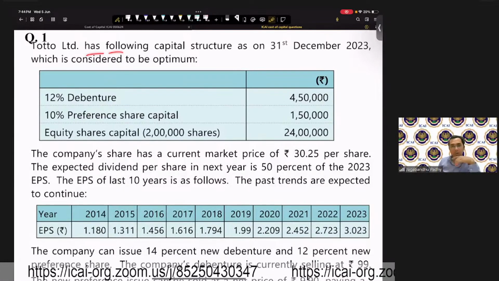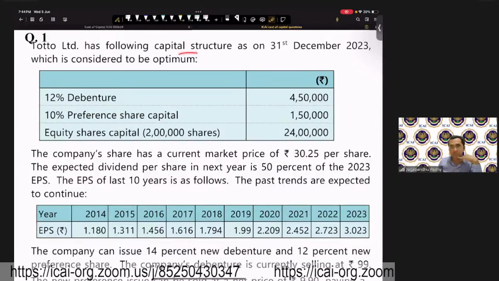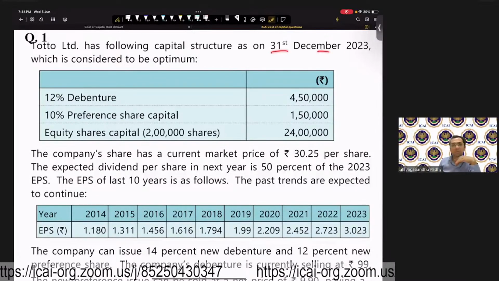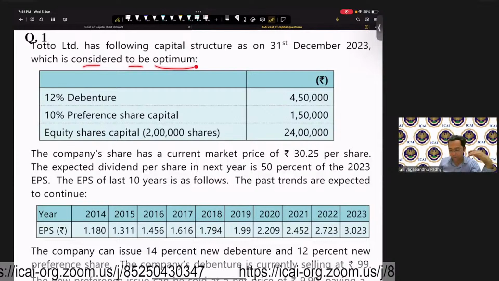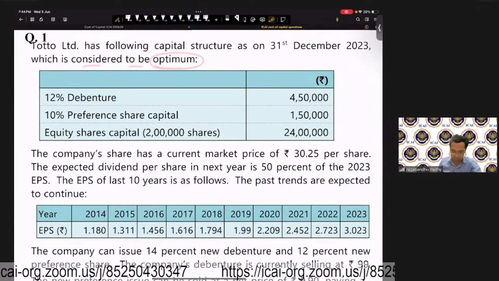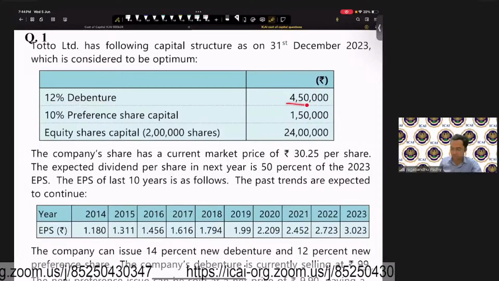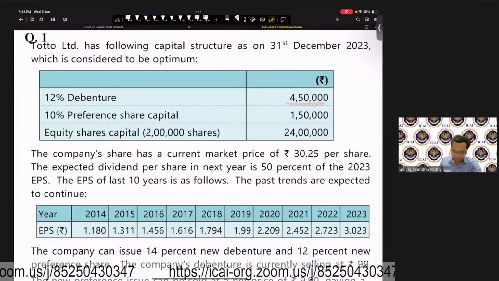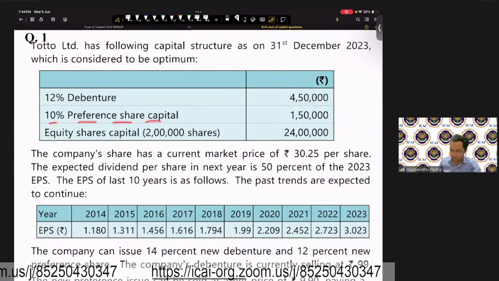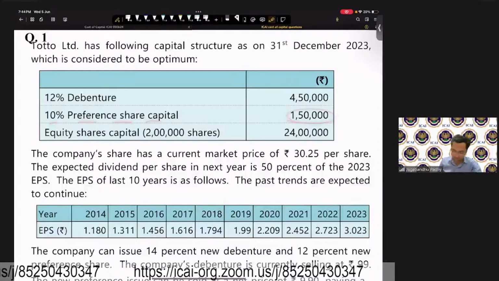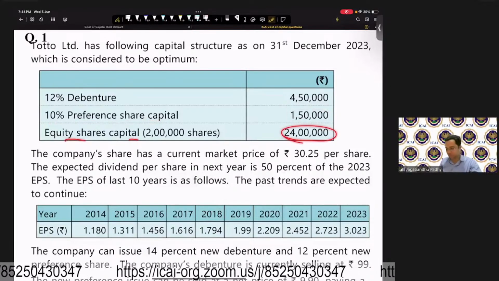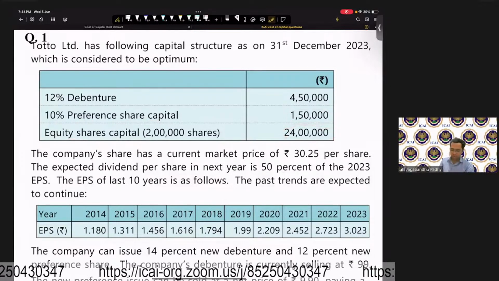Auto Limited has the following capital structure as on 31st December 2023. It's considered to be optimum. 12% debentures amounting to 4,50,000. 10% preference share capital amounting to 1,50,000. And equity share capital of 24 lakh. They have got 2 lakh shares.